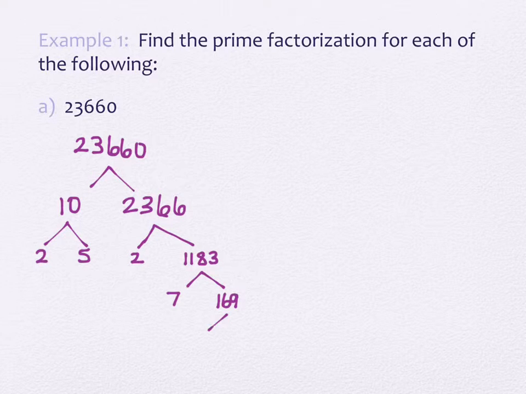169, which you may recognize. It's 13 squared. And if you don't recognize it, you do the same thing. You try 7 again and it doesn't work. You're skipping all the evens. You try 9, it doesn't work. You try 11, it doesn't work. And eventually you get to 13 and it will.